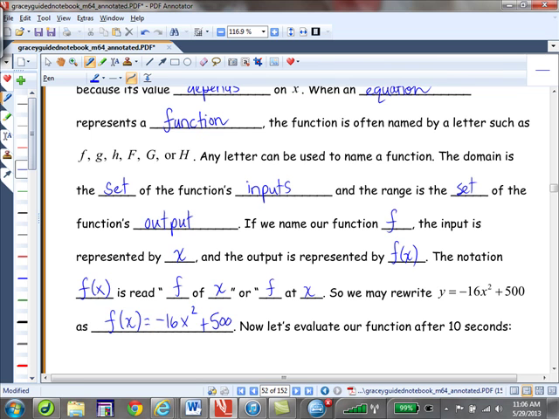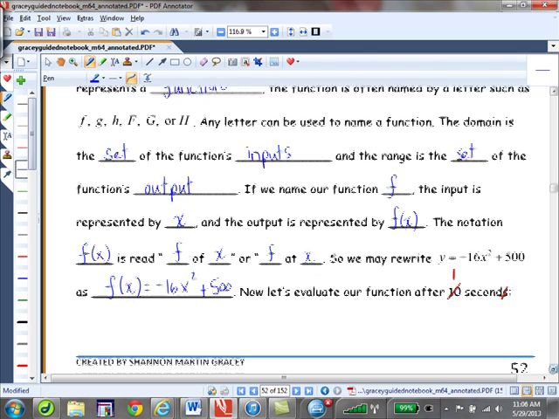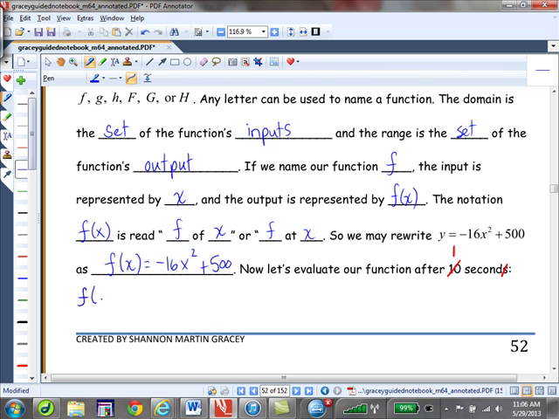All right, so now here I have a wee bit of a typo. Let's evaluate our function after 1 second. So we would be evaluating f at 1. That will equal negative 16 times 1 squared plus 500. So all we did was, wherever there was an x, we put in a 1. So f at 1 will be, well, negative 16 times 1 is negative 16, so we will get 484. Well, what does that mean?